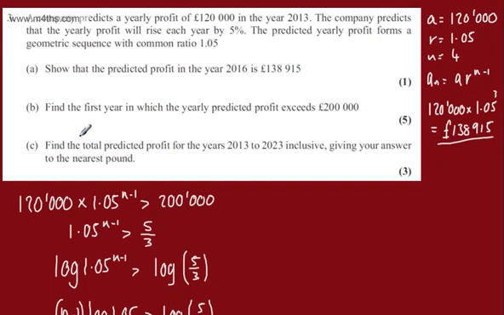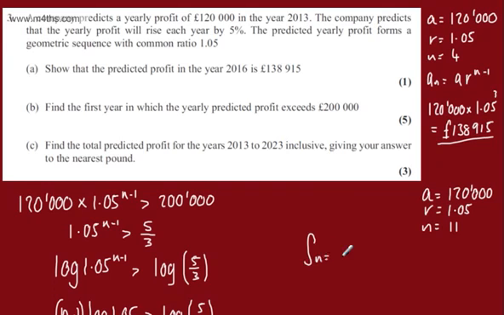Okay, in part C, we need to find the total predicted profit for the years 2013 to 2023 inclusive, giving your answer to the nearest pound. So this is now a sum. What we can write then is the following. We've got a, we've got r, and we can now write in n. So a is going to be the 120,000. We're going to have r, the common ratio, 1.05, and n is going to be 11. We're summing now from 2013 to 2023 inclusive.